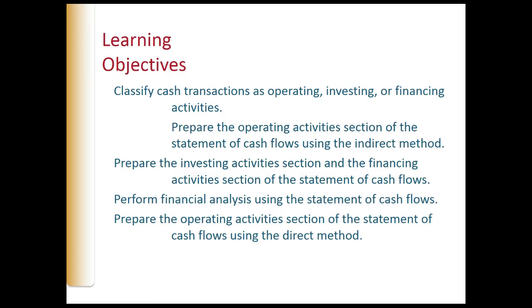We will cover various items as shown on this slide. We'll classify cash transactions into three categories of activities: operating, investing, or financing activities. We'll prepare the operating activities section of the statement of cash flows using what we call the indirect method. We'll prepare the investing activities section and the financing activities section of the statement of cash flows. We'll perform financial analysis using the statement of cash flows, and then we'll prepare the operating activities section of the statement of cash flows using the direct method.